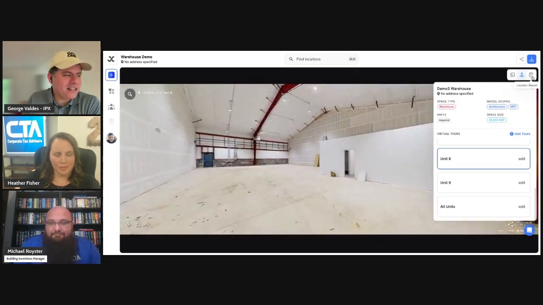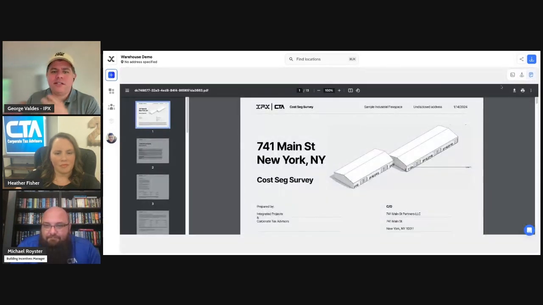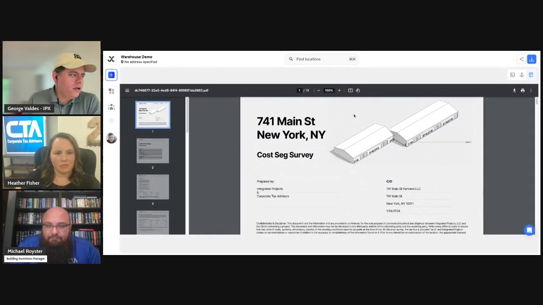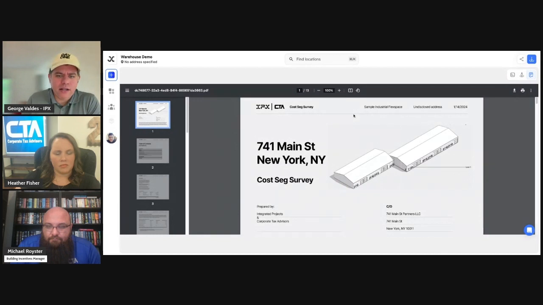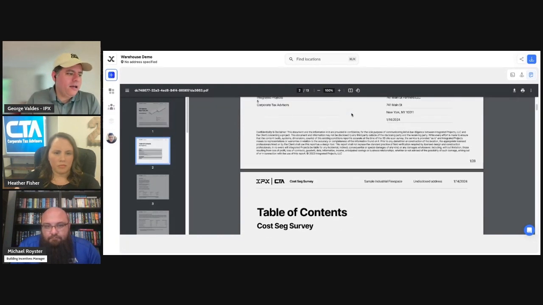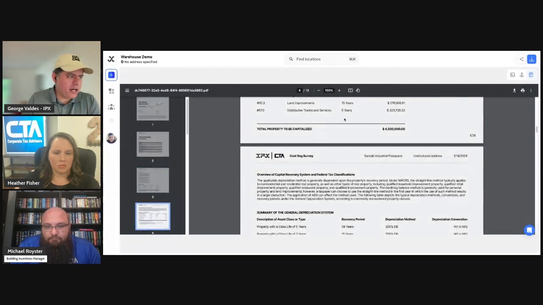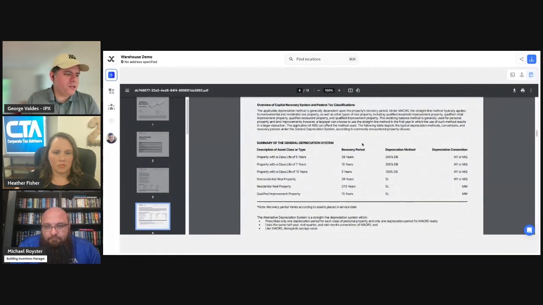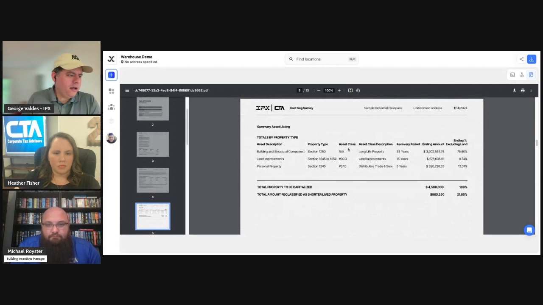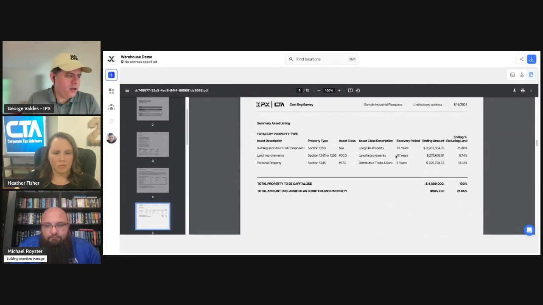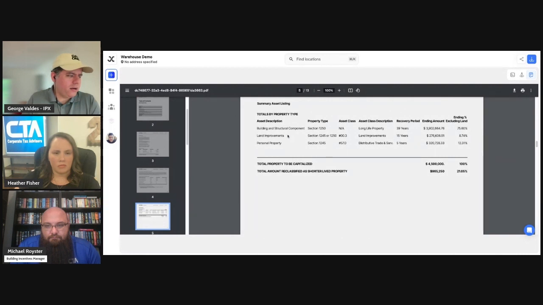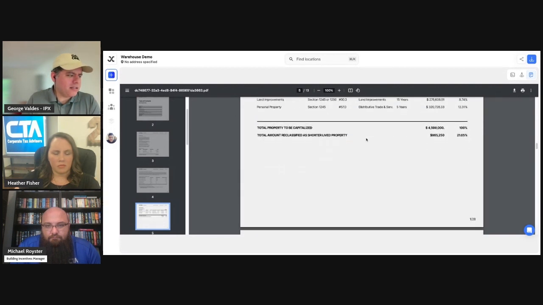But the last thing I'll note here is we have the actual cost seg survey also as part of this. So this is an example of what you would get. And not only would it be everything that we just talked about, but you also get this PDF that you can easily hand off to your CPA. And it includes a really beautifully designed, very clear description of everything that's included, everything that's been itemized out. So we have all the different elements broken out into their respective asset classes.